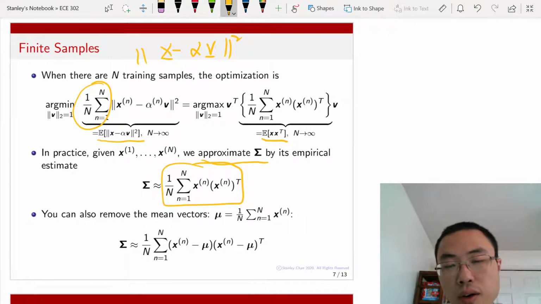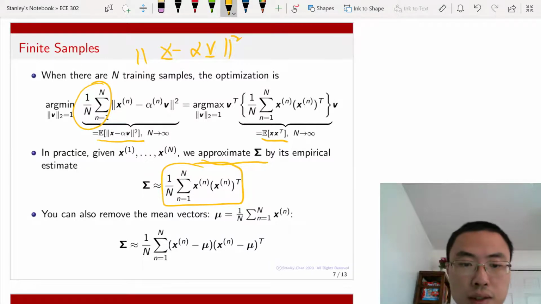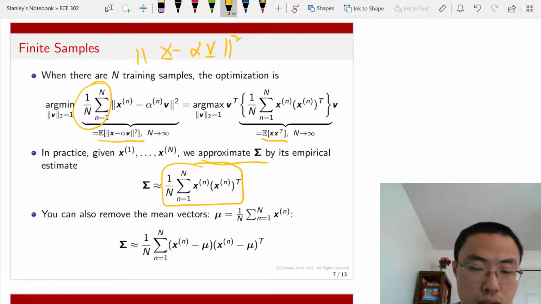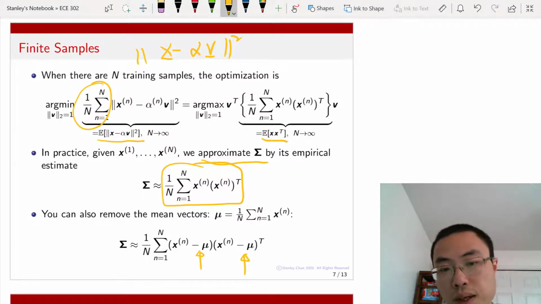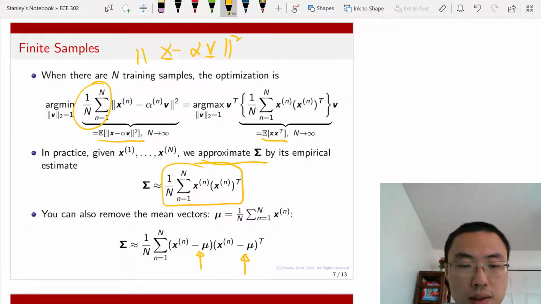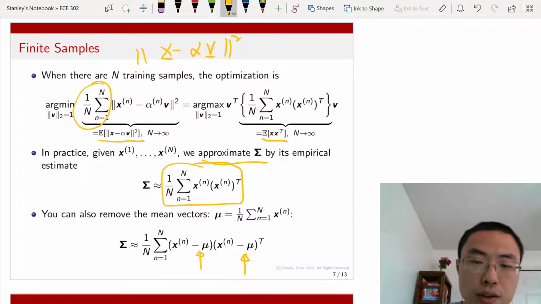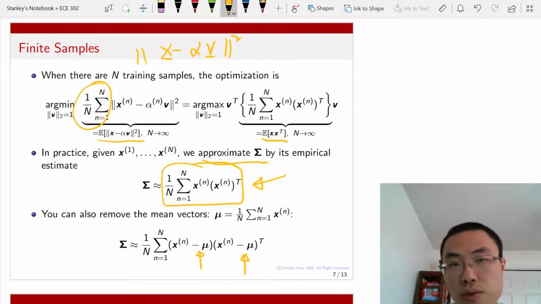This is the correlation matrix. In addition, you can also subtract the mean. If x is not zero mean, you can subtract the mean. This is called the centering process, and that can also allow you to do the principal component analysis. So this is an uncentered version. This is a centered version of the PCA.